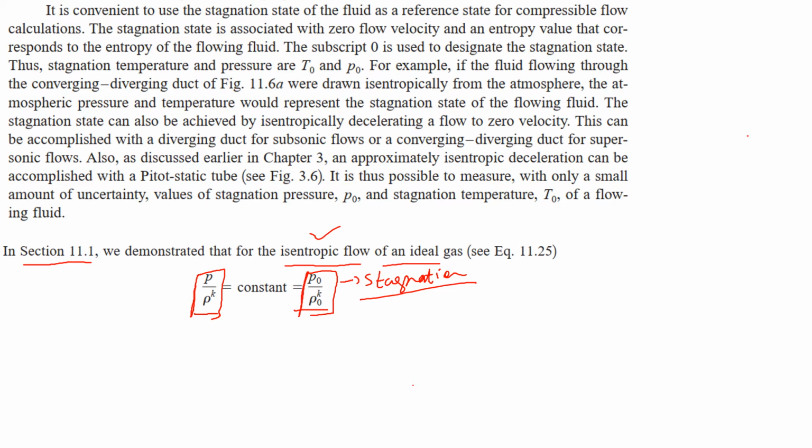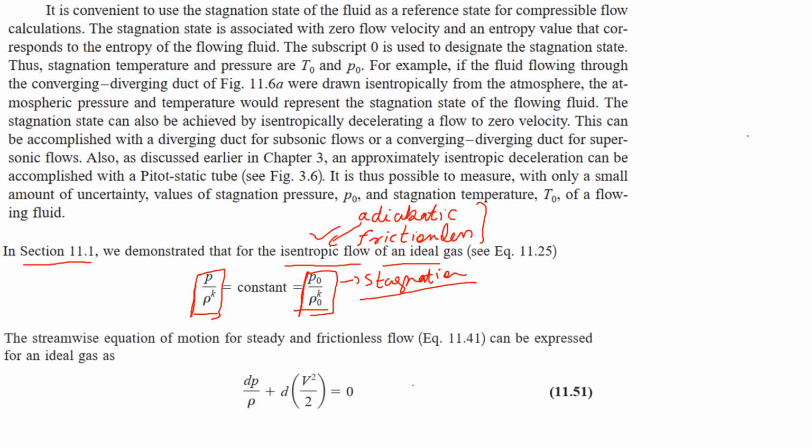So one assumption is that our flow is isentropic. By isentropic we mean that it is adiabatic and it is frictionless. By assuming these two, we can say that our flow is isentropic, and we will use all our isentropic flow equations to derive the terms that are required.